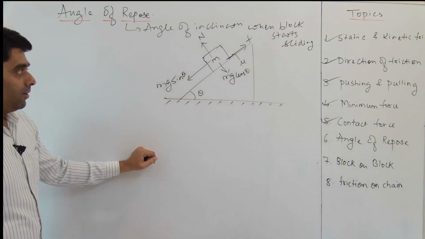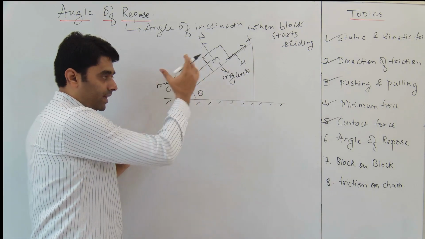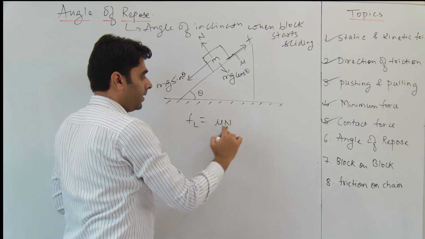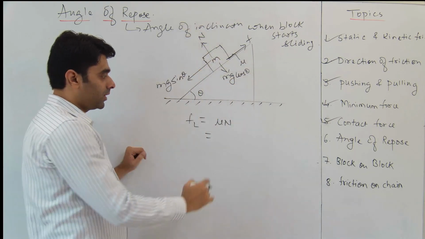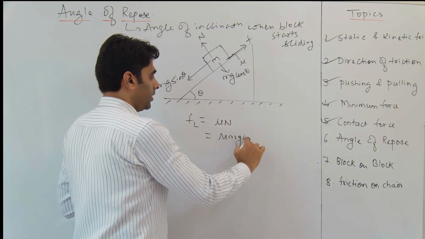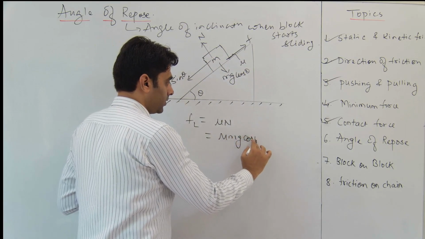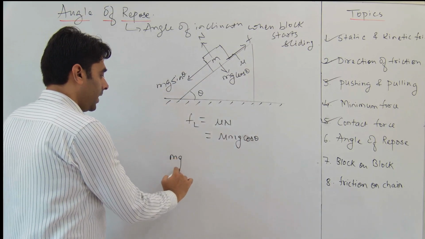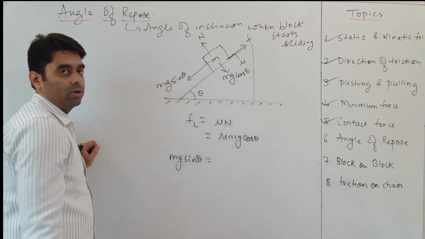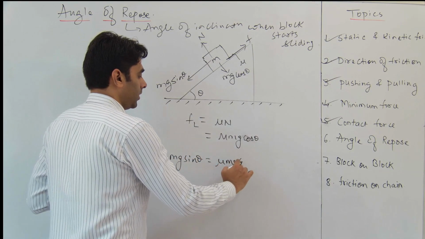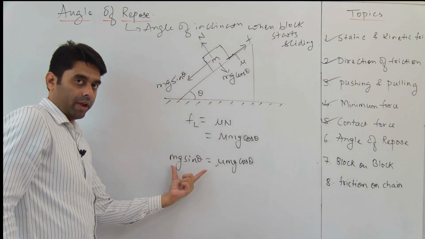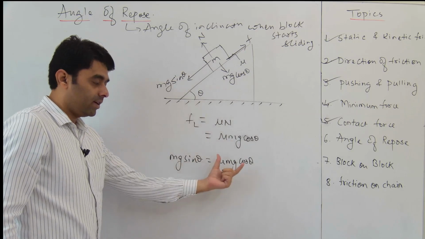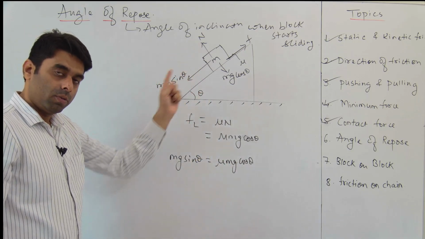Now, let's consider friction limiting value. So mg sin theta is trying to move the block down. Friction limiting value over here will be mu into N, and N in this case is mg cos theta. So mu mg cos theta. The motion will happen when mg sin theta becomes equal to mu mg cos theta, because this is the force which is trying to move the block, and this is the limiting friction which is trying to stop the block, right? So when mg sin theta becomes equal to limiting friction, your block will start sliding.